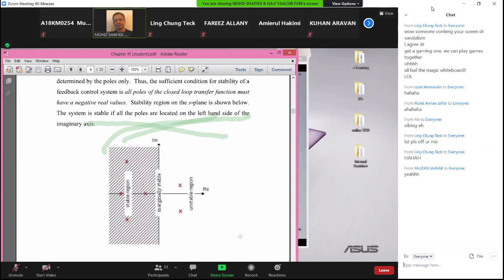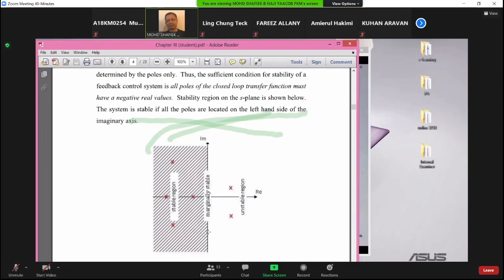All right. So we want all the poles to be on the left of the imaginary axis.